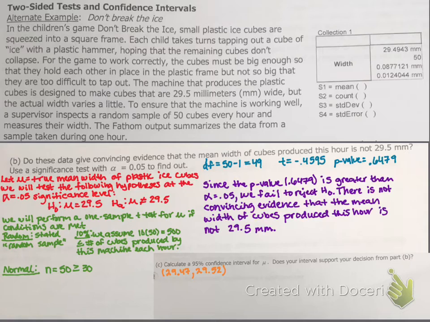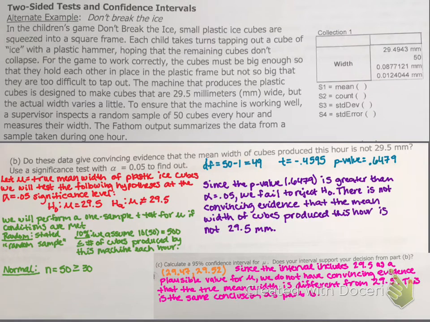Does this provide convincing evidence that the mean width of the cubes produced this hour is not 29.5? No. Since the interval includes 29.5 as a plausible value for mu, we do not have convincing evidence that the true mean width is different from 29.5. This is the same conclusion as part B. Okay? I failed to reject, meaning I don't have evidence of the alternative. And then here, because 29.5 is within my interval, then I don't have evidence that it's not 29.5. Okay? Last example.